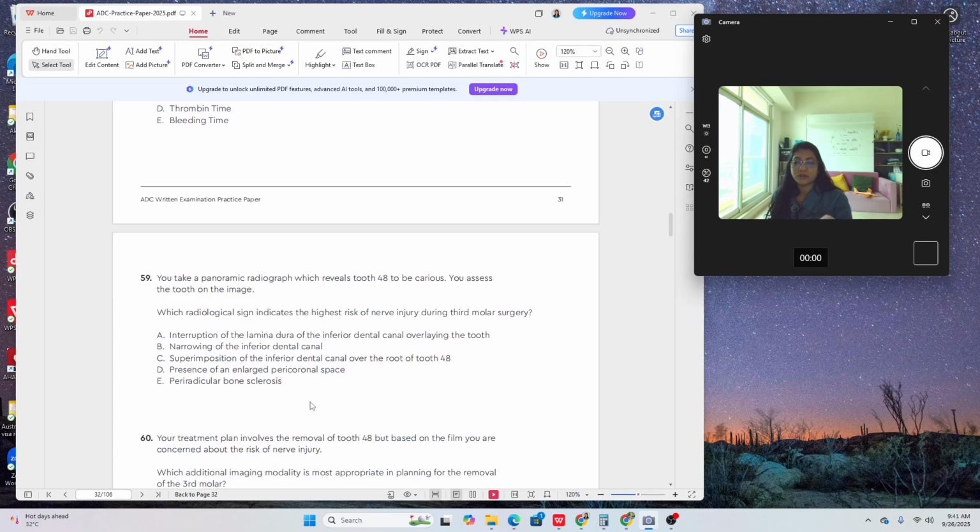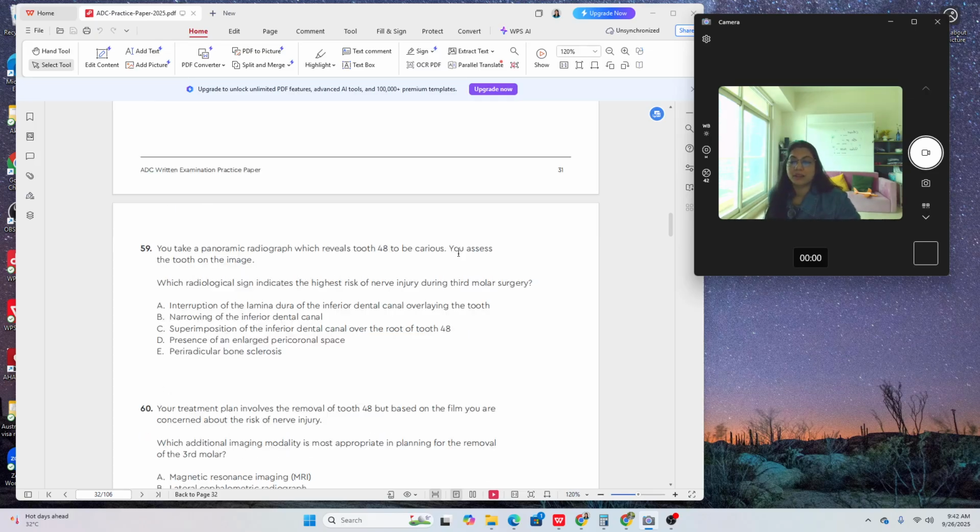Interruptions of the lamina dura of the inferior dental canal overlying the tooth. Now, superimposition of the inferior dental canal. Superimposition means they are away from each other. That's why it's superimposing. Presence of enlarged pericoronal space, that is not our concern. Periradicular bone sclerosis. Periradicular can be a little bit of concern, but that's for the bone, it's not for the nerve canal. But narrowing of the canal is because the root of the tooth is pressing over it directly. Superimposition is there away, but pressing over it is going to narrow that space.